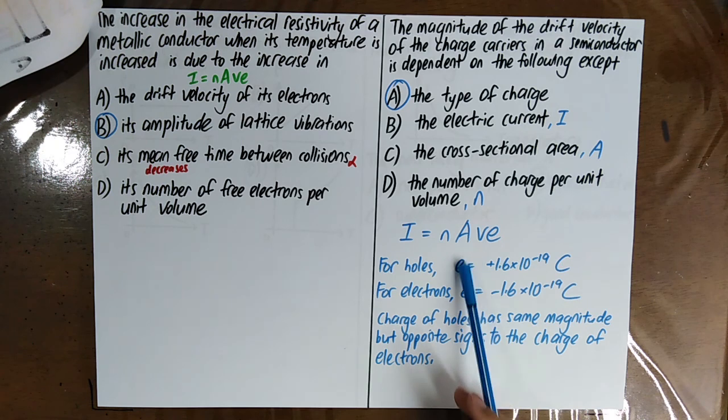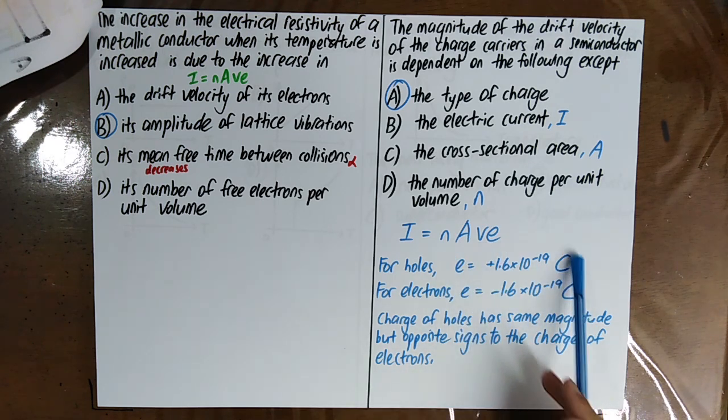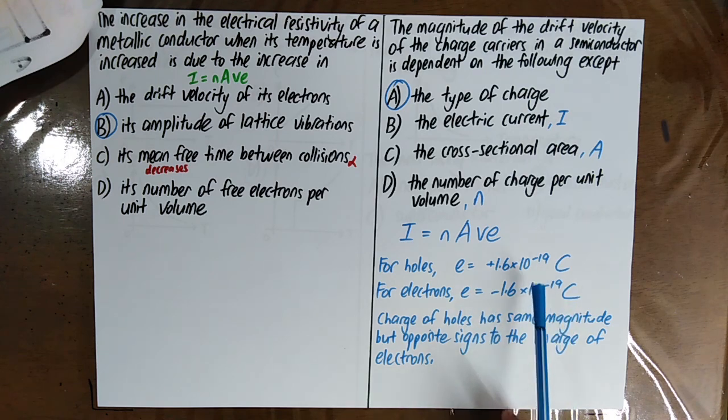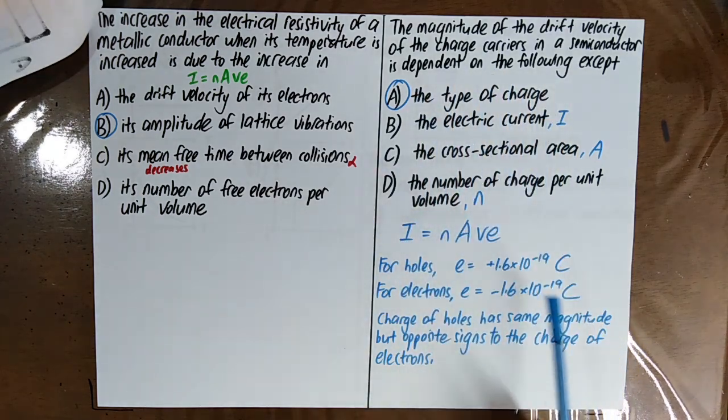carriers, the magnitude of their charge is the same. They are only of opposite signs, but they have the same magnitude. So you know that the magnitude actually does not depend on the type of charge because both of them have the same magnitude.